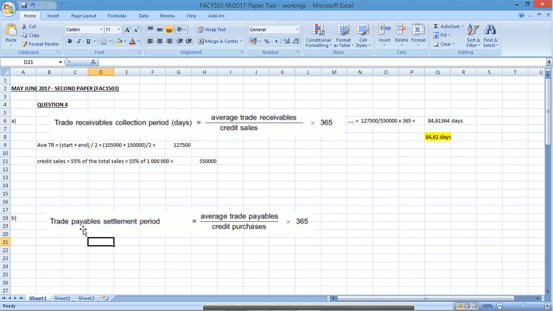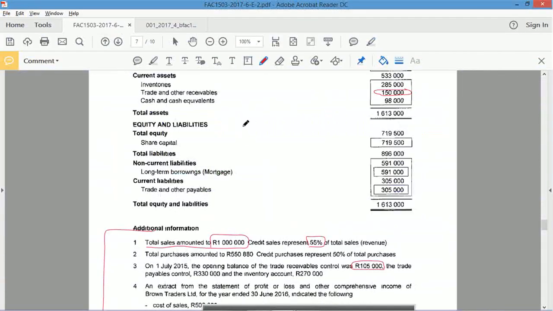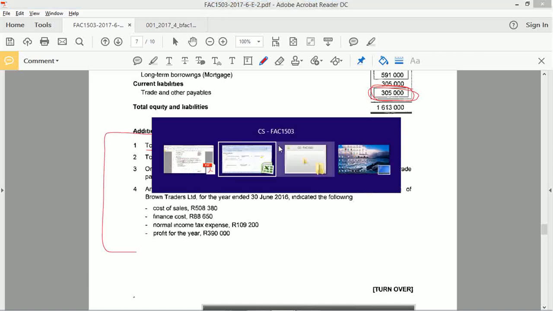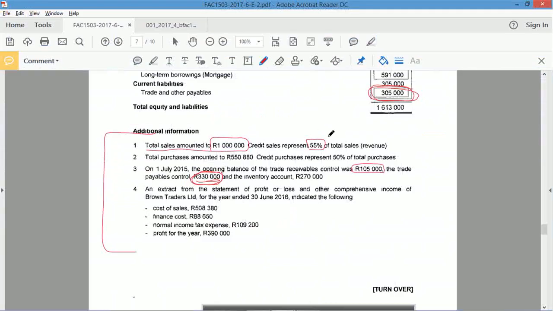Next, trade payables settlement period. They want the average trade payables, so again I have start and end divided by 2. My payables are here at the bottom. There's my trade payables, 305, and my trade payables at the beginning of the year was 300. So 300,000 plus 305, 330 plus 305.